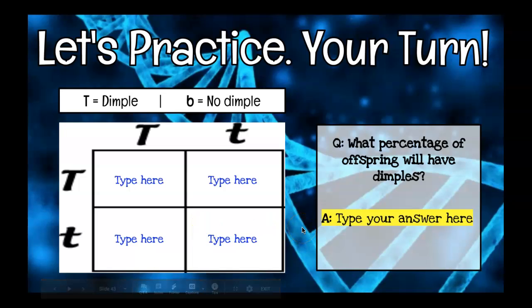The question is, what percentage will have dimples? So now you've got to count of the four boxes which ones had at least one big T in it, because all you need is just one capital letter for that trait to show up. So this had a big T. This had a big T because that big T got dropped down. So there's two out of four. And then this one over here also got a big T. So three out of four of the boxes are showing the dominant trait of dimples, which is 75%.